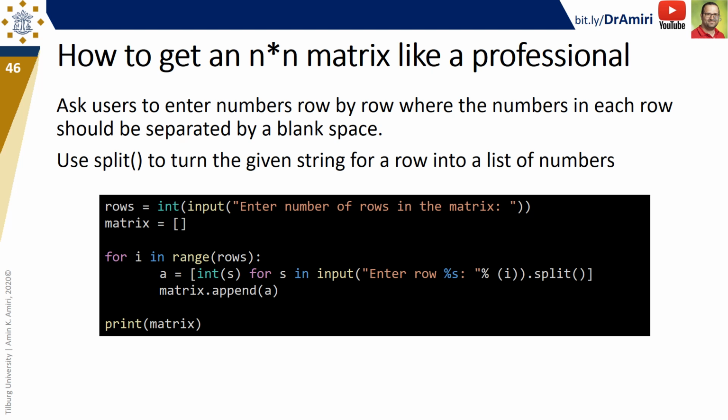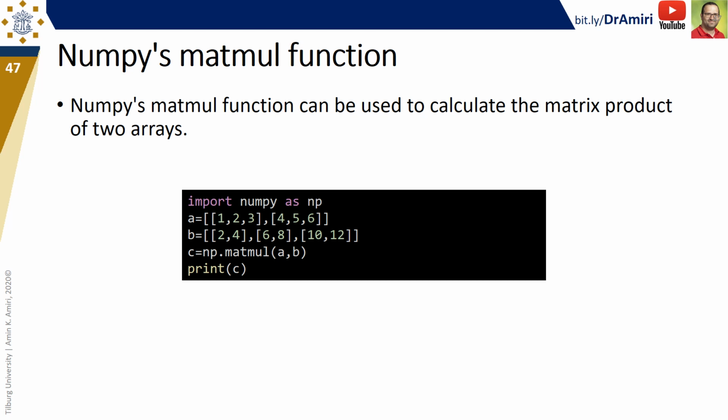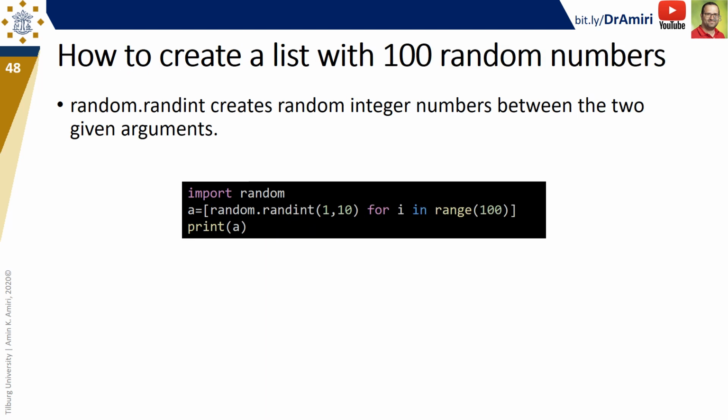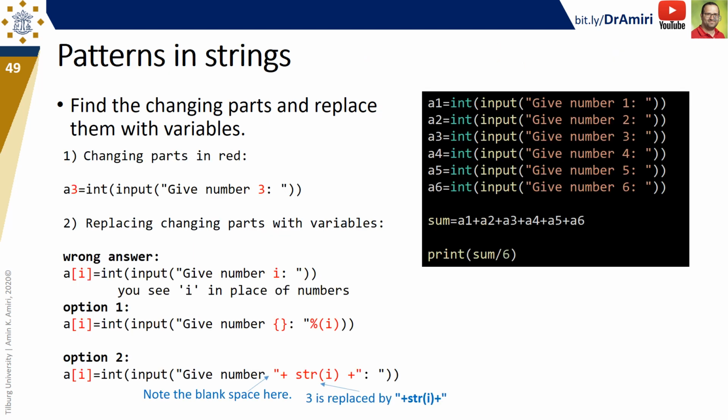So this is how they do this, and it's good to know that the calculation that I developed there can be done way easier with the NumPy package. It has a matmul method that can do that for you easily. And I showed here how you can create 100 random numbers and how you can replace patterns of strings. So there are different ways to do that. I already explained that to some extent.